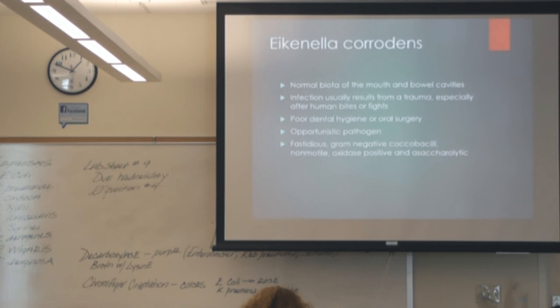Normal biota of the mouth and bowel cavities, of all things. This one's interesting because it usually results from trauma, especially after somebody bites you or you're in a fight. You can get this type of infection from human bites specifically. The other thing it can be involved with is poor dental hygiene and oral surgery. Again, opportunistic pathogen. It's oxidase positive. This one's catalase negative, okay? And it's also lactose negative. So not too much difference there.